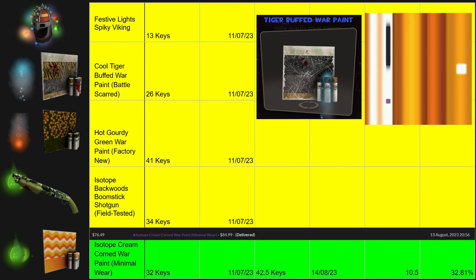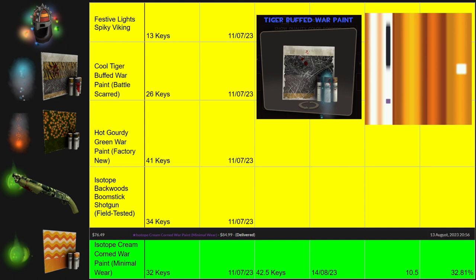Hot Gaudy Green Warpaint Factory New. This is still an ugly warpaint, even if it's factory new. 41 keys is probably too much to pay for a paint like this. Isotope Backwoods Boomstick Shotgun Field Tested. Now even though it hasn't sold, it does seem like a great sell. Isotope, a green weapon effect, on a very green shotgun. I'm either unlucky or I'm lacking some knowledge that this is actually subpar.